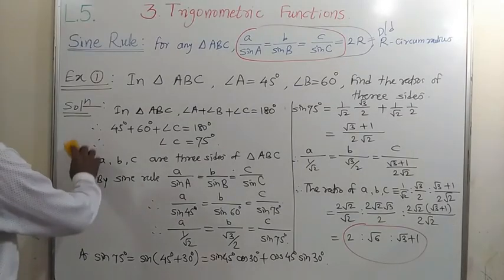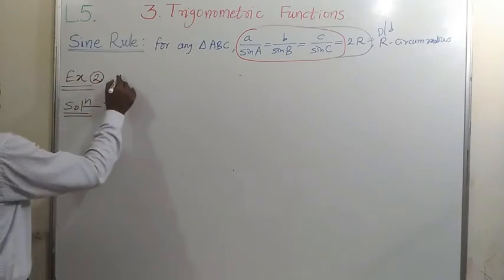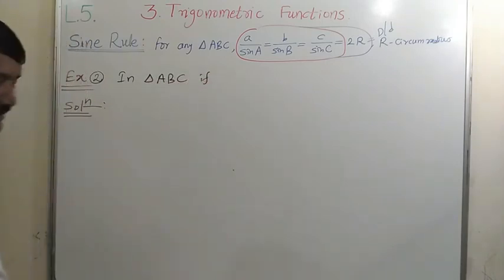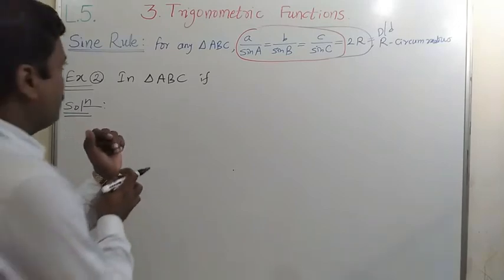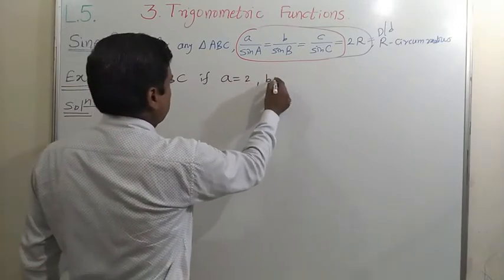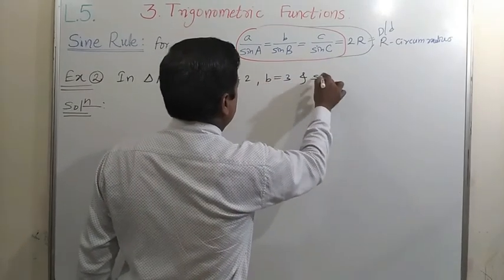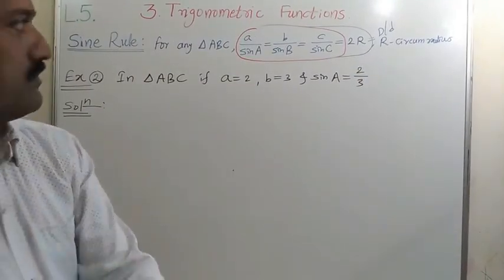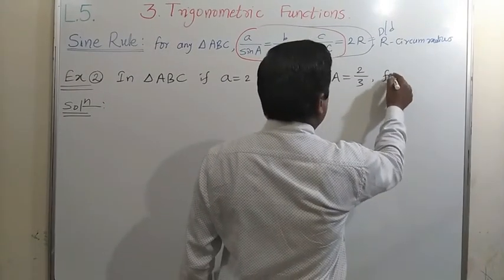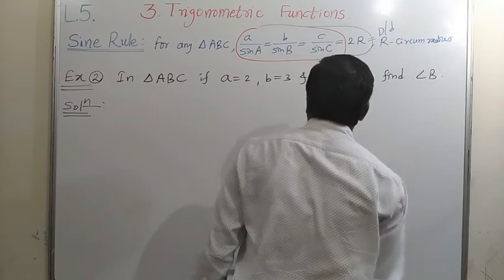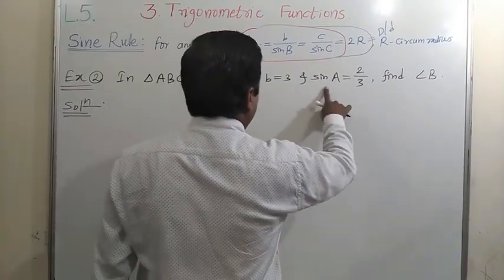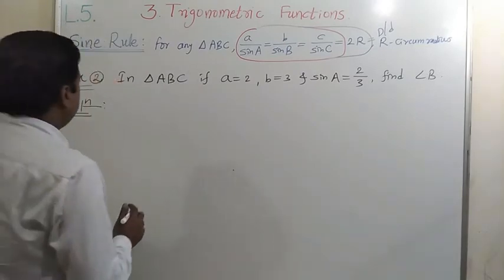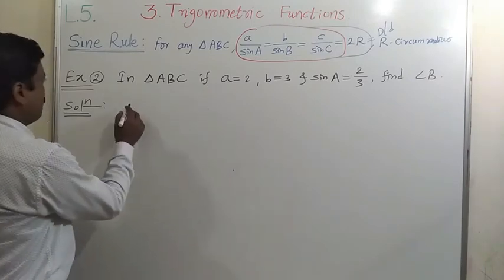Okay, let us see example number 2. In triangle ABC, if a equals 2, b equals 3, and sine A is equal to 2 by 3, then find angle B. Only a and b are given, sine of angle A is given, and what is required is angle B. Here a, b and sine A are given, that's why we will use the sine rule.